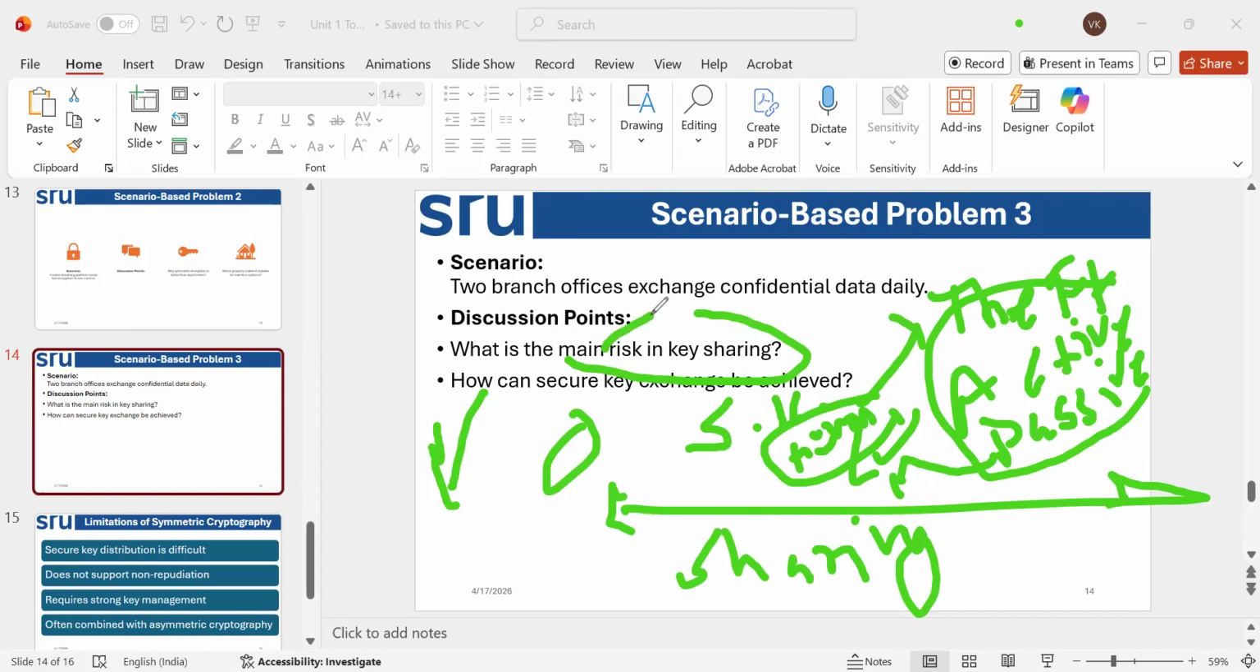The thing is that the key can be stolen, and we should not share the key. Then we need a different kind of cryptography, called asymmetric cryptography, that we will study in the upcoming lecture. Okay, now I hope you understand about it.